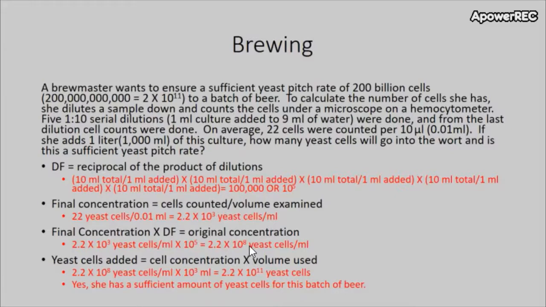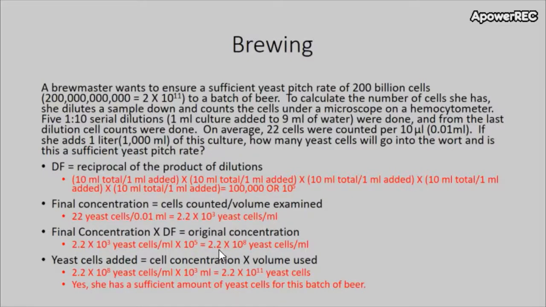10 times 10 is 100, right? 100 times 100 is 10,000. So it's 2.2 times 10 to the 8th. If this confuses you, feel free to write it out in the long form. The yeast cells added is equal to the cell concentration times the volume used, naturally. So if we use 2 mils of this, then it would be 2 times this answer, and that would be 4.4 times 10 to the 8th, right?